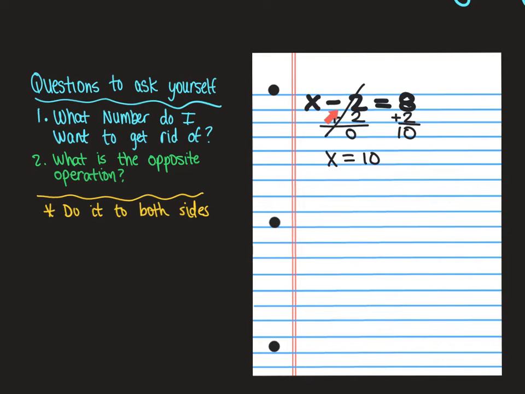Minus 2, we're plussing, aren't we? Okay, sorry. Plus 2, cross out, what's my answer? X equals 10.